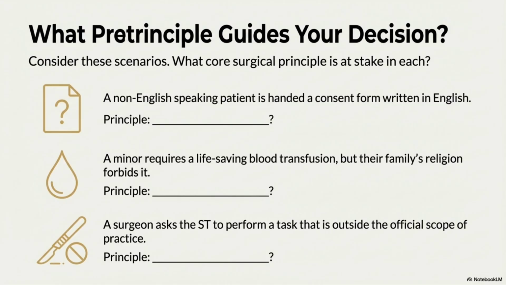And then scenario 3. A surgeon asks the surgical tech to perform a task outside the official scope of practice. What principle applies? This is not about hierarchy. It is about scope, licensure, professional boundaries. Following an inappropriate directive does not remove accountability.